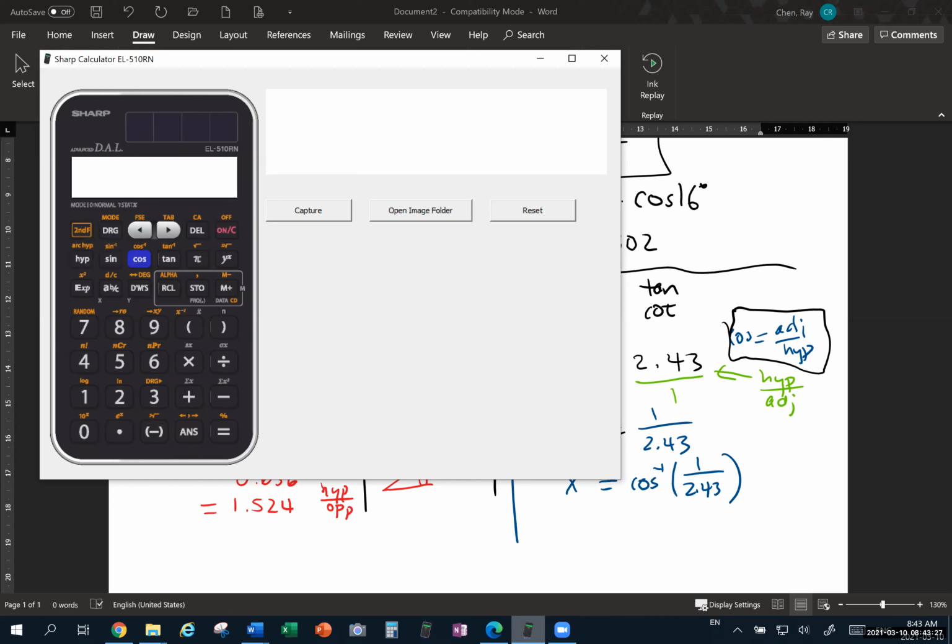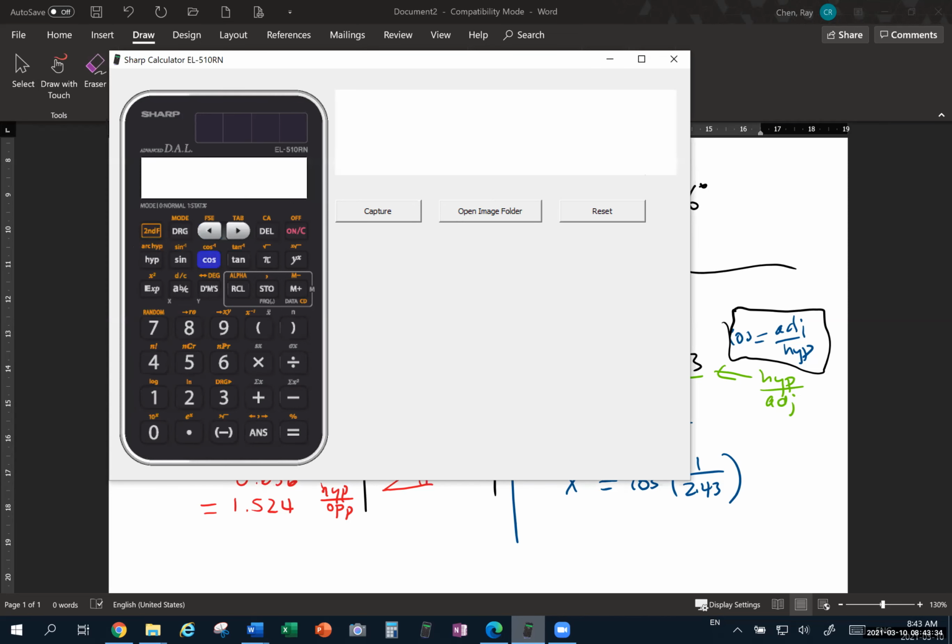Let's try that again. Inverse cosine. It's not writing for me. It's not detecting. Why not? Sorry about that, ladies and gentlemen.